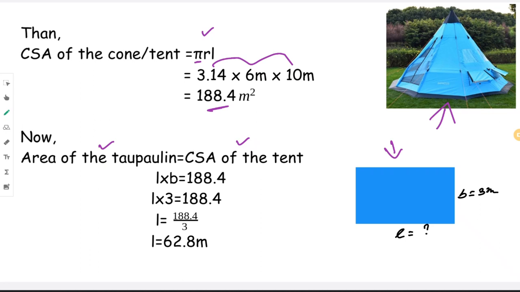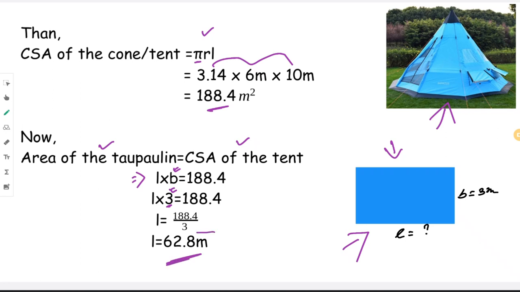And the tarpaulin is in the shape of a what? Rectangle. So the formula is length into breadth. And remember, they've given us a breadth but not the length. So I put the breadth here, and now this 3 will go down by doing cross multiplication. When you divide, you're going to get the length to be equal to 62.8.